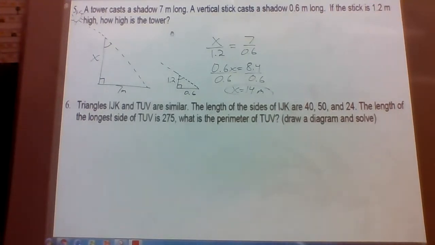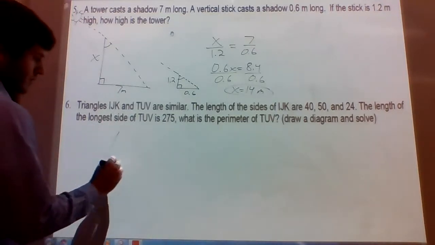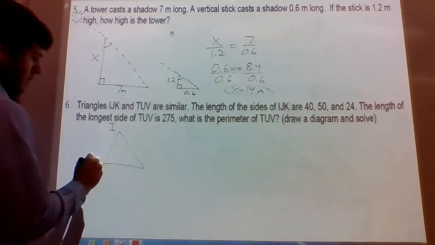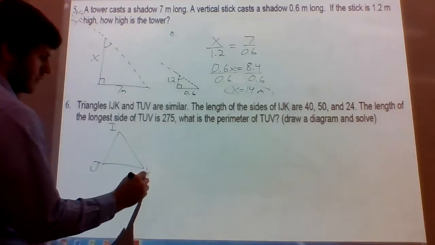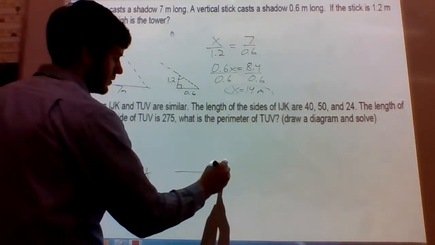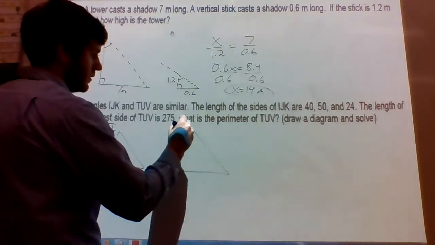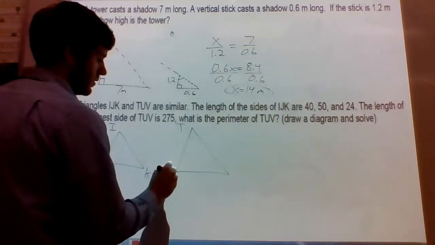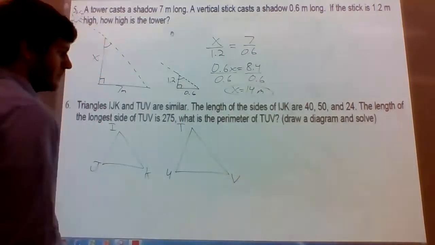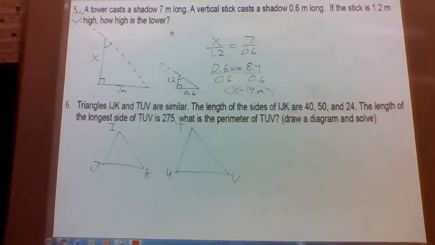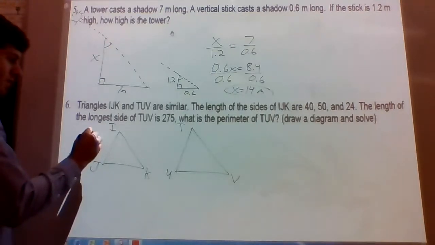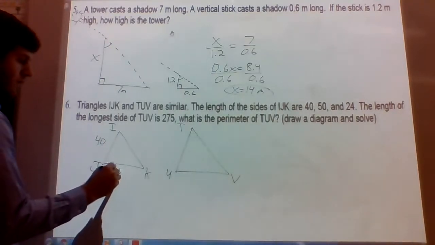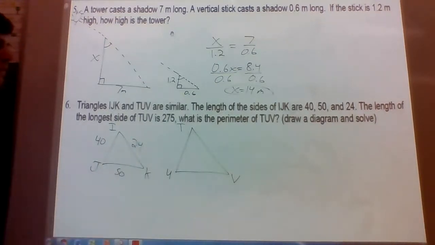Triangles IJK and TUV are similar. So here's our triangle I, J, and K. And then we also have triangle T, U, V. The lengths of the sides of IJK are 40, 50 and 24. The length of the longest side of TUV is 275. What is the perimeter of TUV?